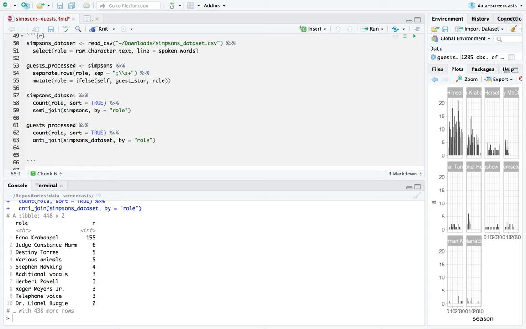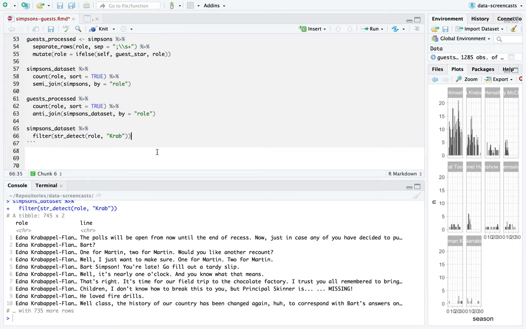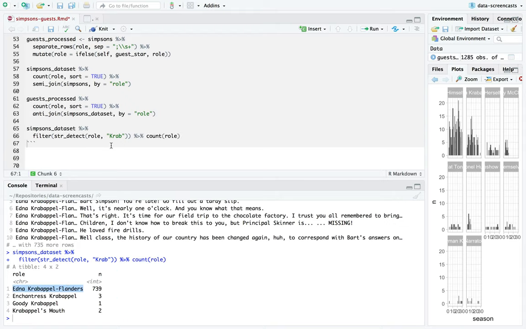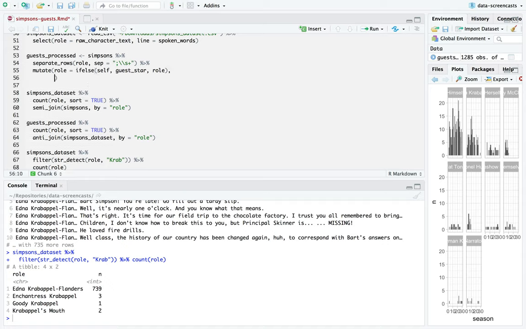Edna Krabappel, I bet, pops up in the Simpsons dataset. Filter as Miss Krabappel or string detect role. Ah, no, it's long. Okay, so save as Edna Krabappel Flanders, count role. Right, yes, because Miss Krabappel marries Ned Flanders, I think, at some point late in the show. And I'm going to replace that in guest process. I'm going to rename it in the guests process. Say role equals if else, and do a replacement.